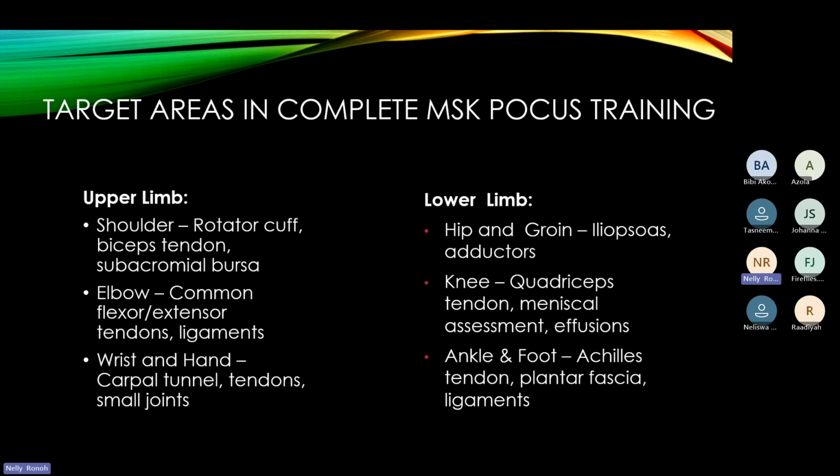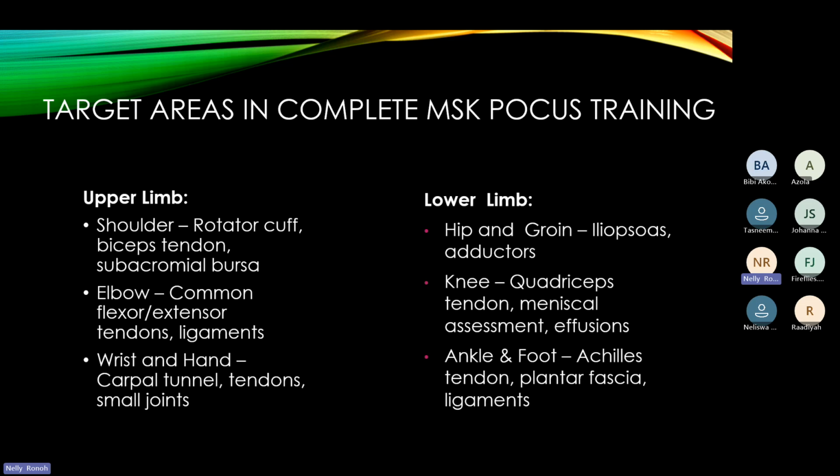So the target regions that we usually cover in a complete MSK POCUS training are, first, the shoulder, to check the rotator cuff, the biceps tendon, and the subacromial bursa. In the elbow, we want to check the golfer's elbow, which would be the more medial injuries. And then we have the tennis elbow, and that would be the flexor and the extensors. We also have the wrist and hand, and we have carpal tunnel syndrome. We also want to check some of the tendons along the wrist and even the carpal bones themselves.